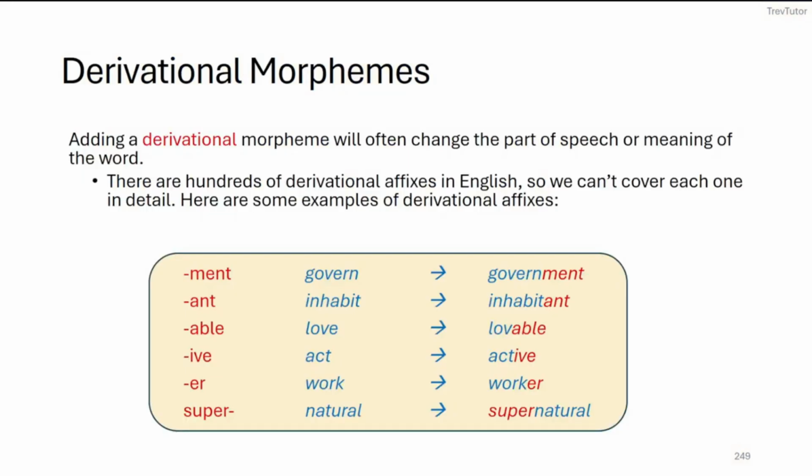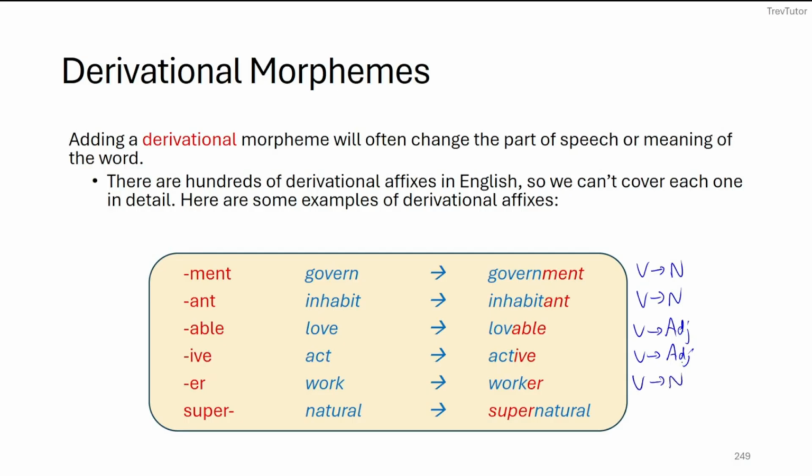Now, derivational morphemes will change either the category of the word or the meaning of the word. We're not going to learn a bunch. I just have some examples down here, like the ment suffix in government, which changes a verb to a noun. Ant, which appears on words like inhabit to inhabitant. This is also a verb to noun morpheme. Love to lovable. This is a verb to adjective, able morpheme. Act to active. Again, verb to adjective, adding ive to verbs. Work to worker. This is a verb to noun.